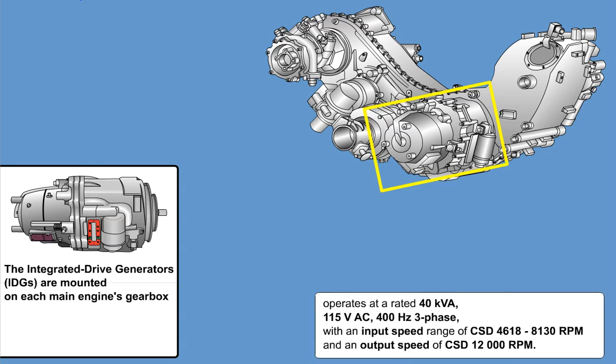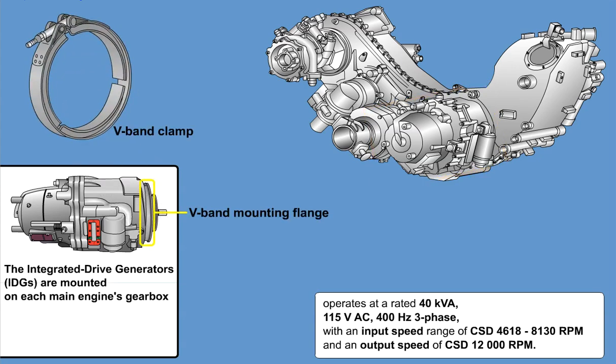The IDG operates at a rated 40 kilovolt amp, 115 volt AC, 400 Hz three-phase, with an input speed range of CSD 4618 to 8130 RPM and an output speed of CSD 12,000 RPM. The generator to the main engine gearbox uses a V-band mounting flange. For safety, the IDG features an input shaft shear section.